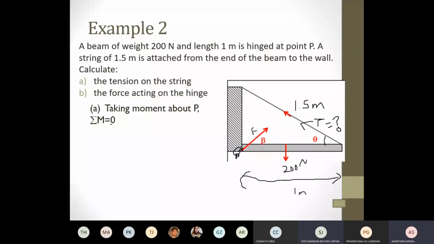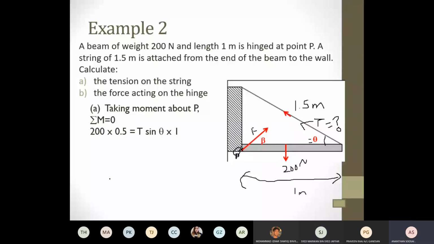Now the problem is theta. Can you find theta? Theta is needed. The beam length is 1 meter and the string is 1.5 meters. So use cosine: cos theta is 1 divided by 1.5, which gives you theta. So we can find theta.